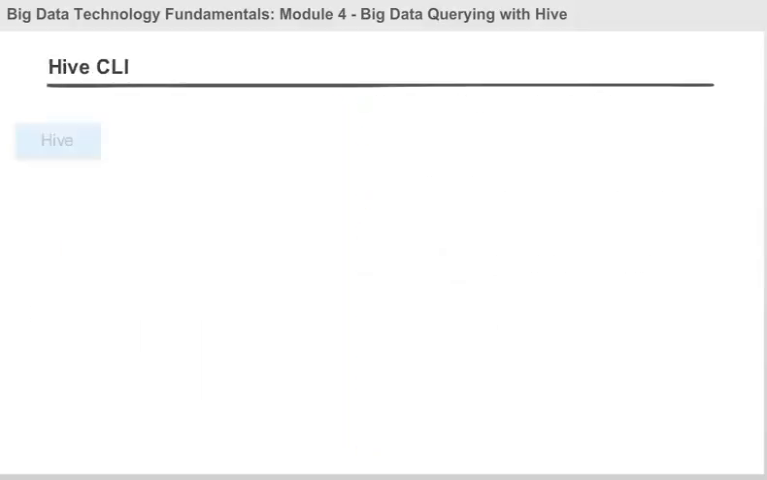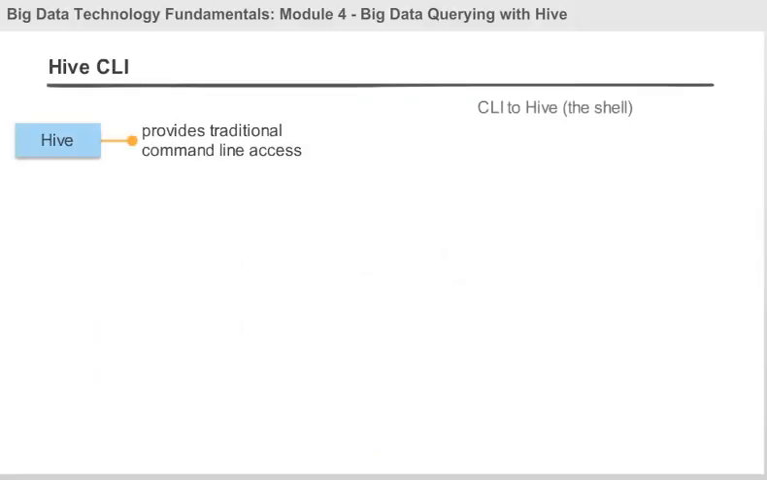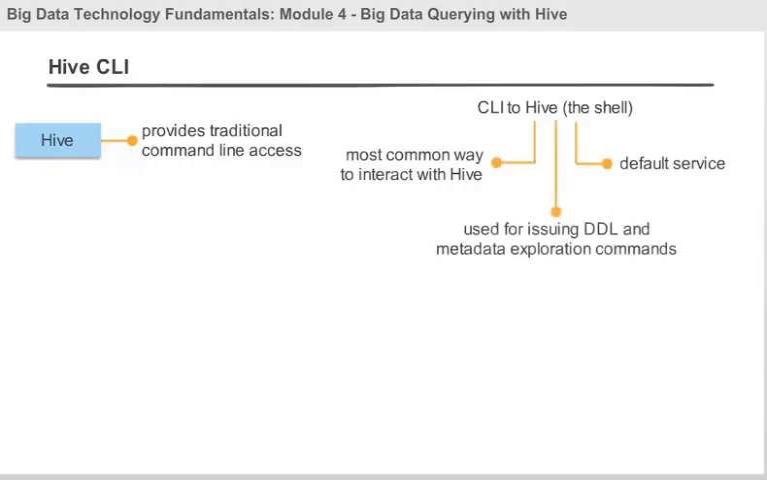Hive provides traditional command line access. The command line interface is the most common way to interact with Hive. Hive CLI is a default service. CLI can be used for issuing DDL, or Data Definition Language, and metadata exploration commands such as create tables, inspect schema, query tables, and so on.